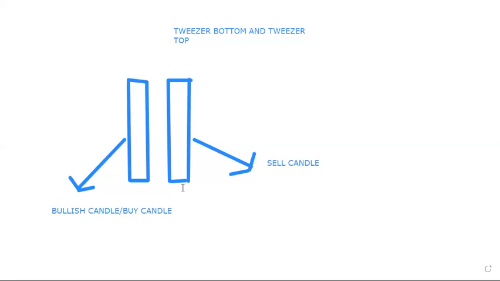Note for the tweezer bottom. For the tweezer bottom pattern to be valid, the buy candle must close at exactly the opening price of the sell candle, or above it. Full stop.